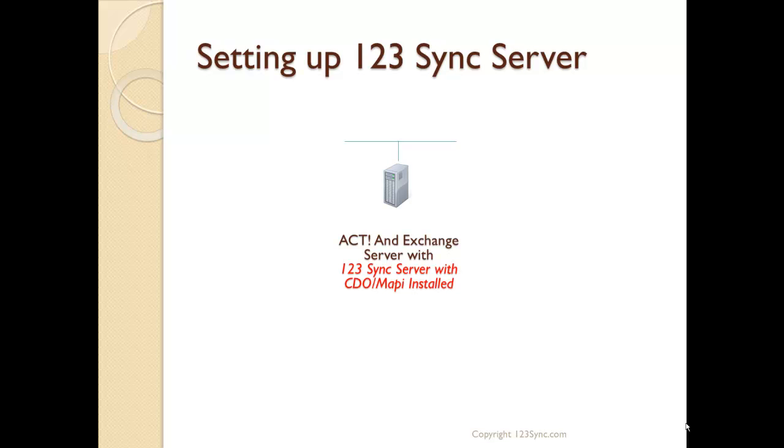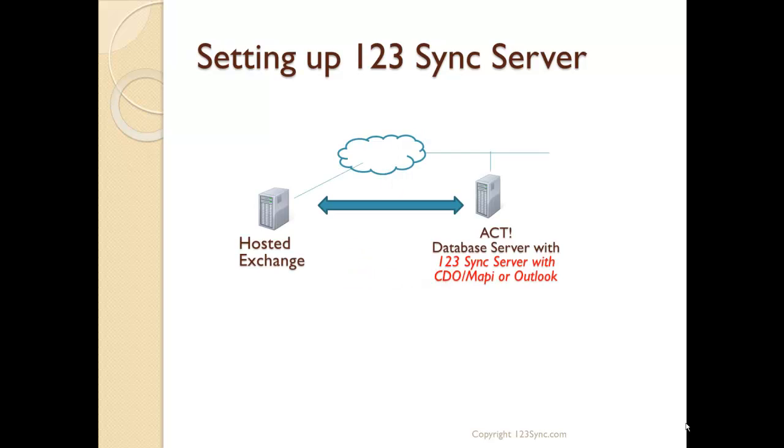Another configuration is to have both ACT and Exchange on the same box and have 123Sync with CDO MAPI installed. That reduces the amount of hardware, and you have everything running on one machine. Some system admins don't like having ACT and Exchange on the same machine, so it's up to your system admin to decide this.